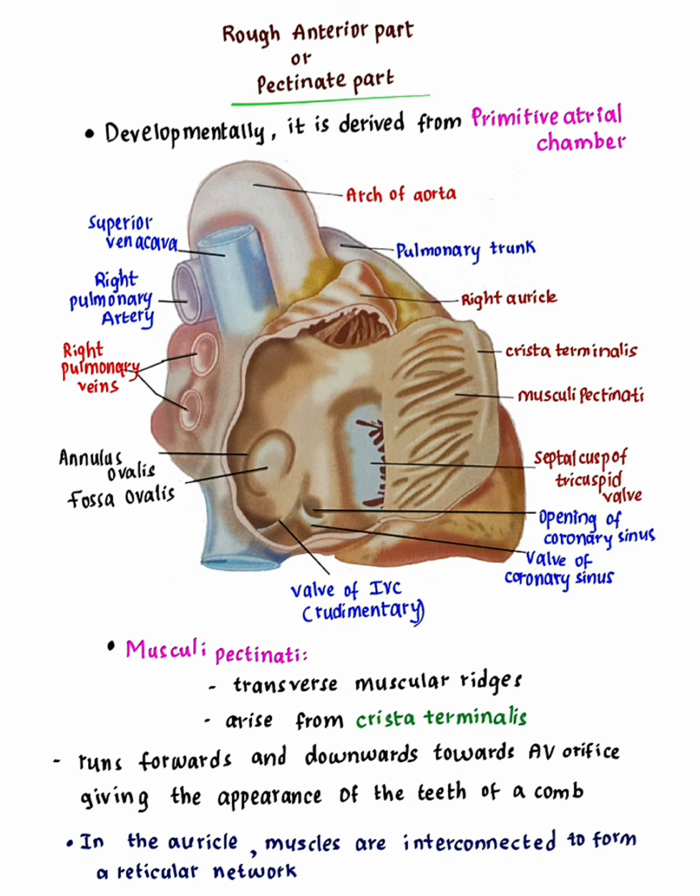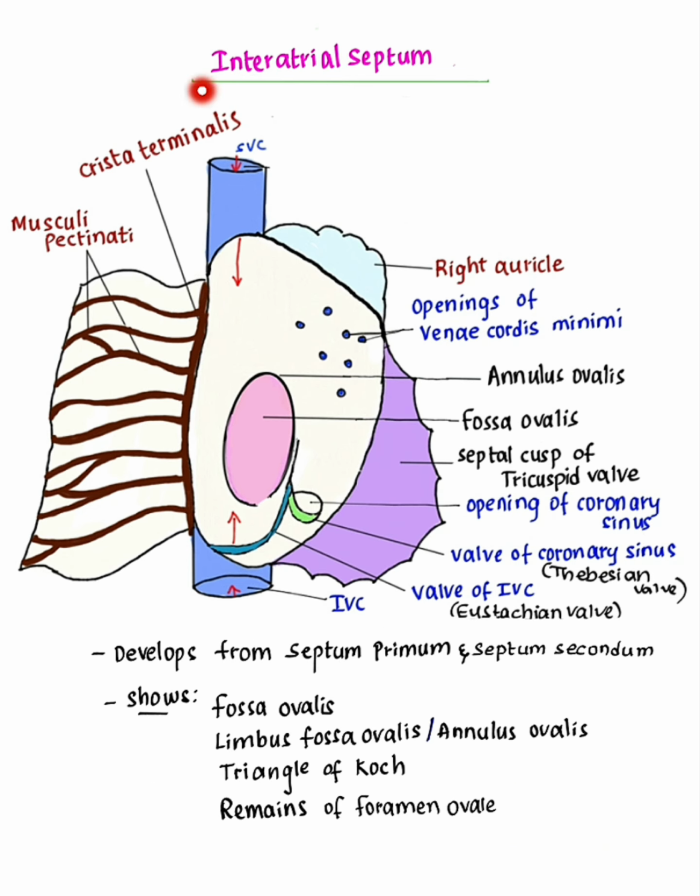Rough anterior part or pectinate part. Developmentally, it is derived from primitive atrial chamber. It presents a series of transverse muscular ridges called musculi pectinati. They arise from crista terminalis and run forwards and downwards towards right atrioventricular orifice, giving the appearance of the teeth of a comb. In the auricle, muscles are interconnected to form a reticular network.